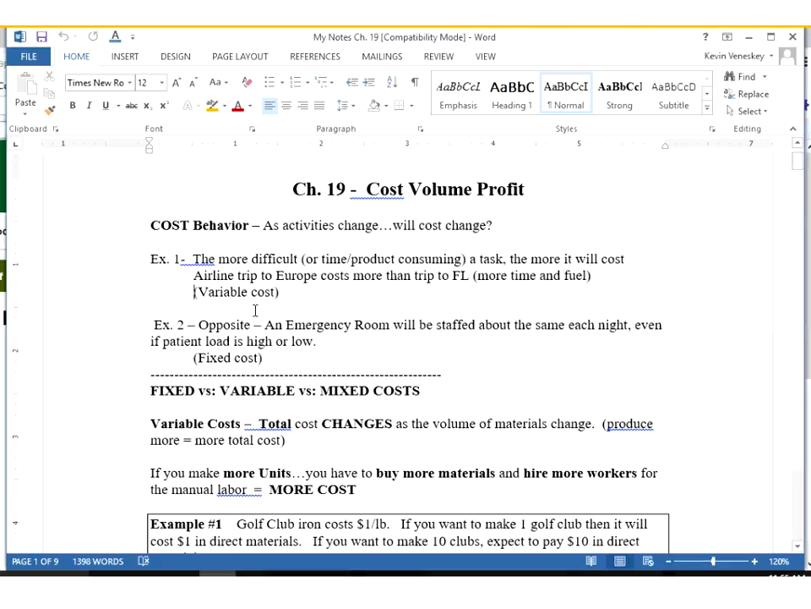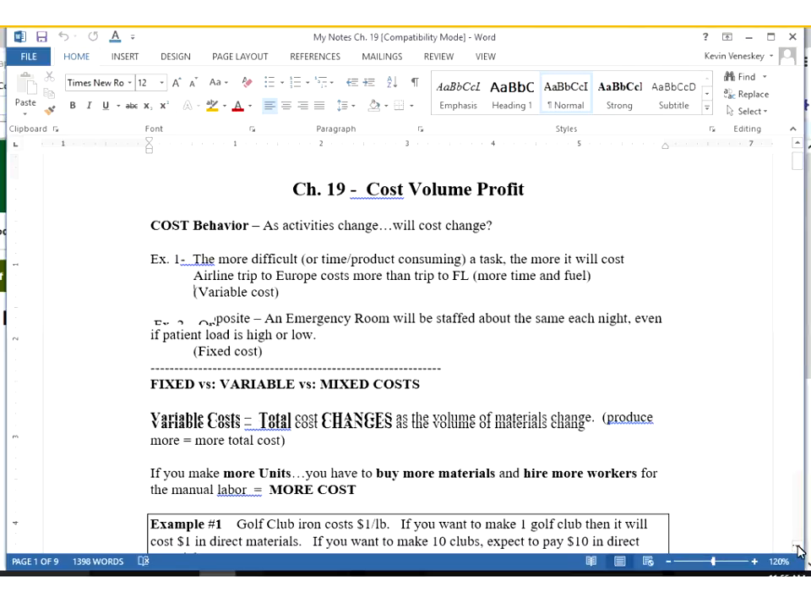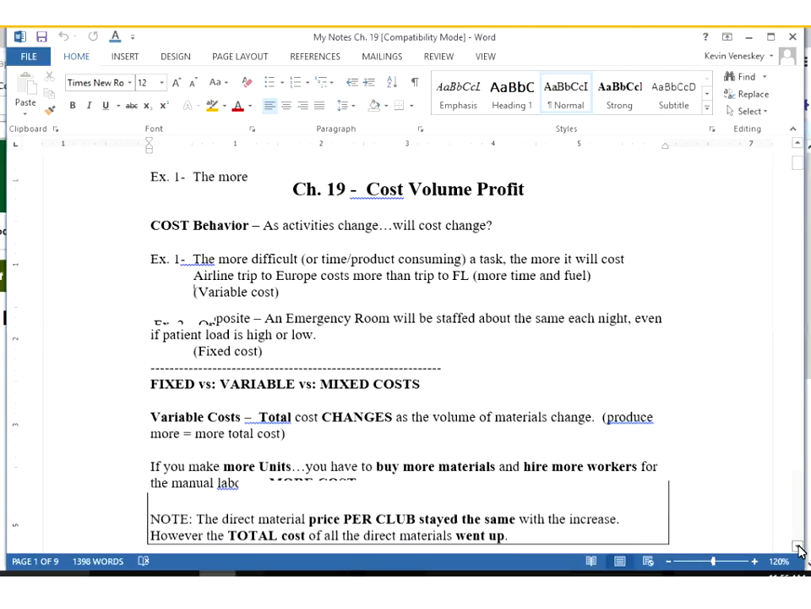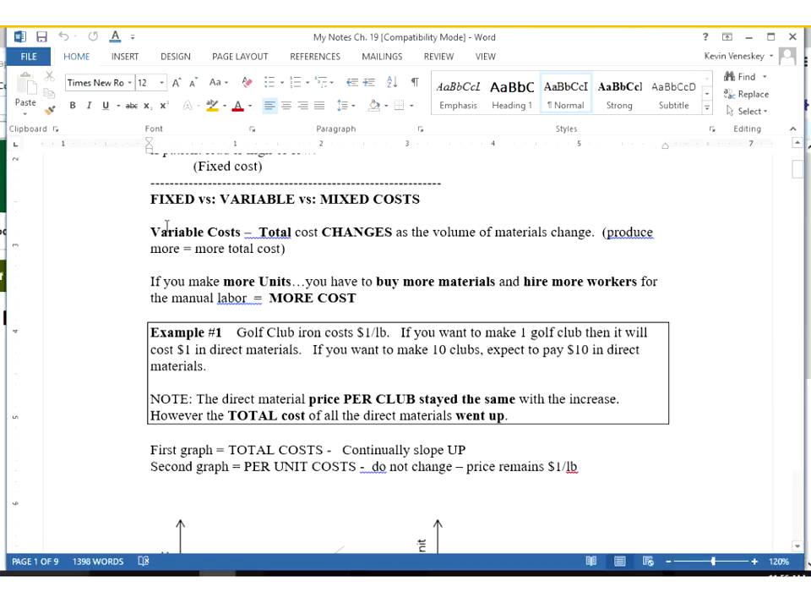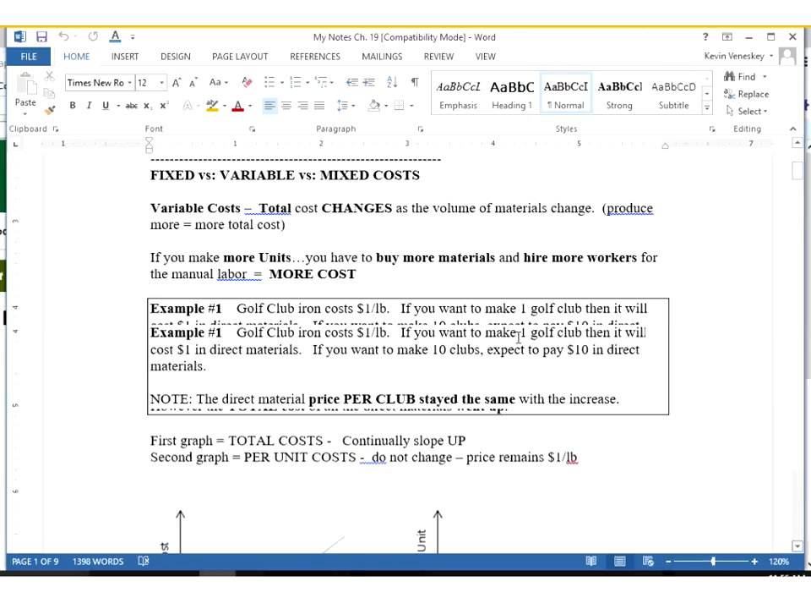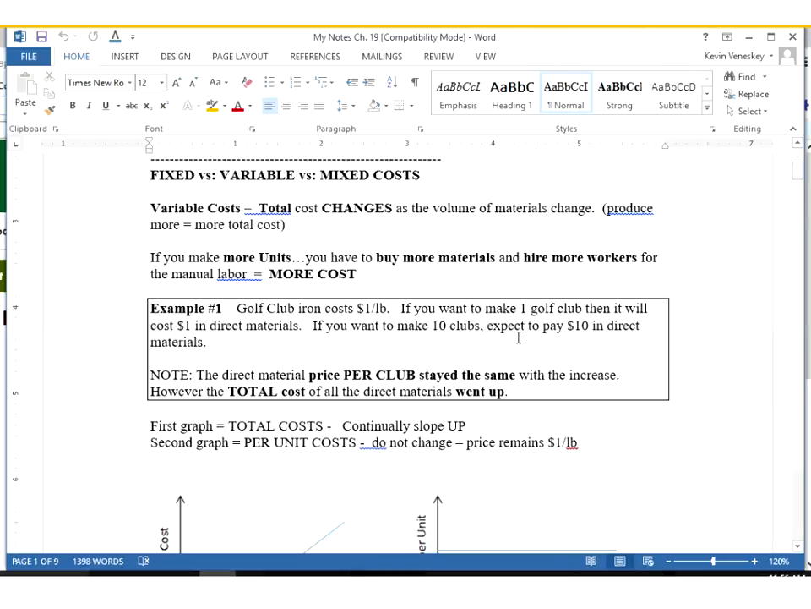And this one up here was more variable, where the more supplies you have or the more time is needed, the cost goes up. Usually it's on a pretty equal basis. So that's what we're going to mainly look at today, which is one of the main things: fixed versus variable cost. All right, so I gave us just a little more background here on the variable cost.